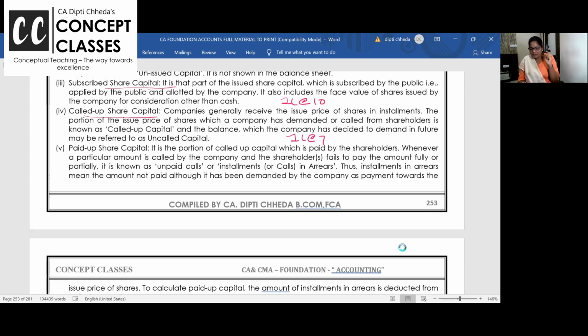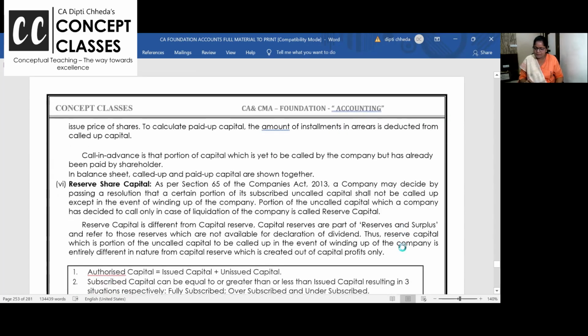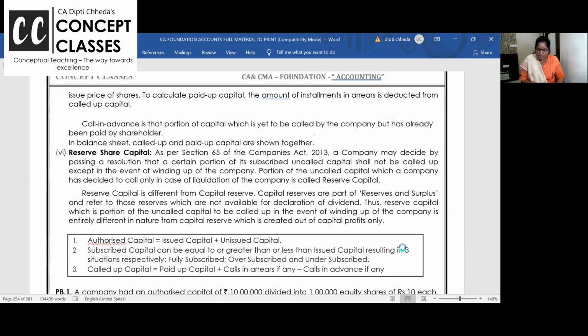Have they paid? Then suppose one 10,000 shareholder has not paid. Okay. Then in that case, remaining all have paid. That will be your paid up capital. Can someone pay in advance or in arrears? Yes. That will also be a part in the balance sheet. Now here one very beautiful term is there, reserve capital. In your BCom exams, so this is a hot favorite. What's the difference between reserve capital and capital reserve?